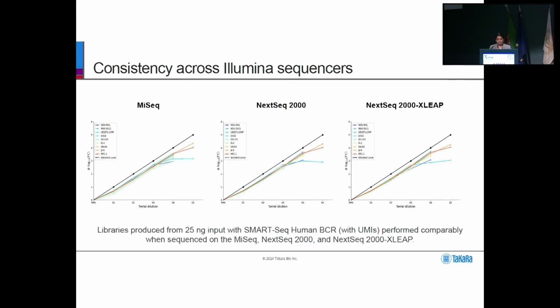Illumina also did 25 nanogram libraries comparison on MiXCR, NextSeq, and NextSeq XLeap, and we see that the sensitivity across all 3 platforms is very much similar, which shows that the assay is agnostic to the sequencing platforms.